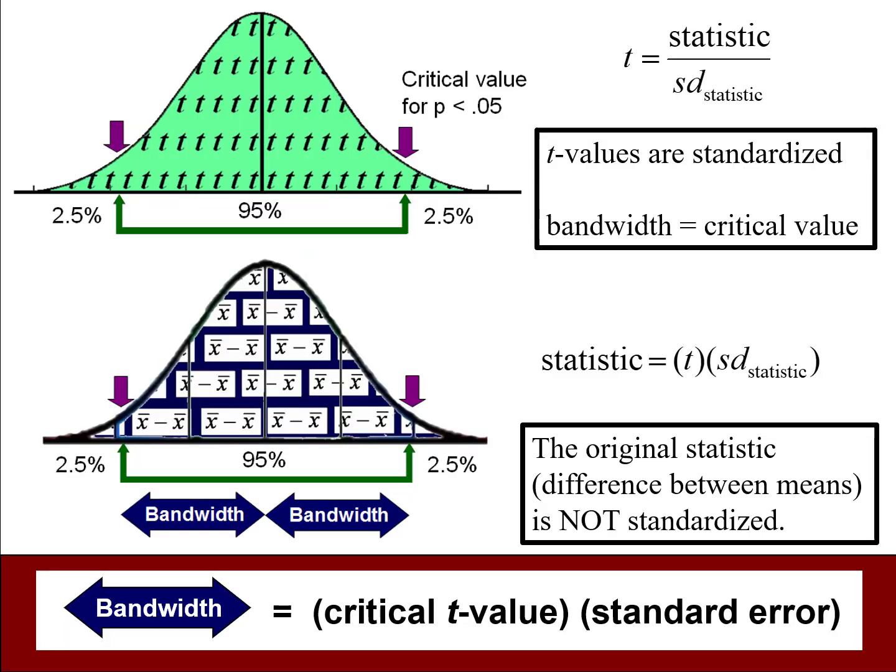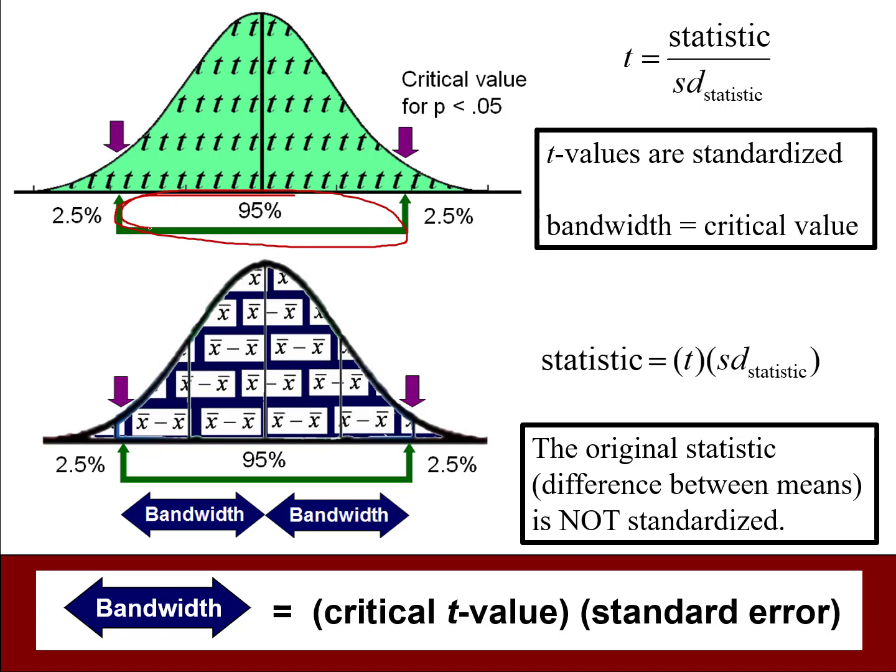So I mentioned that a critical value gives us a bandwidth, but it gives us a bandwidth in standard error units. It tells us within how many standard errors 95% of the samples fall. It is giving us a bandwidth based on standardized units. But if I'm calculating a confidence interval, I don't want to use standardized units. I want to use the original scale for whatever statistic I'm working with.